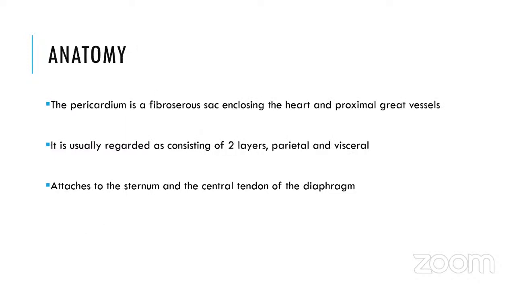So starting with the anatomy, the pericardium is a fibroserous sac that encloses the heart and the proximal great vessels. It is usually regarded as consisting of two layers, the parietal and the visceral. The parietal layer itself consists of the fibrous layer and the serous layer, and the visceral layer is in direct contact with the heart. The pericardium actually attaches to the sternum and to the central tendon of the diaphragm.